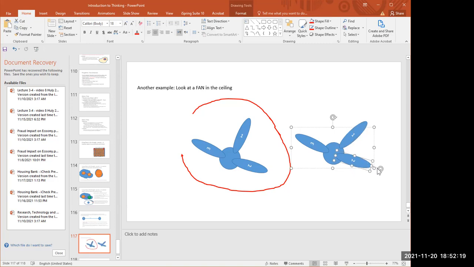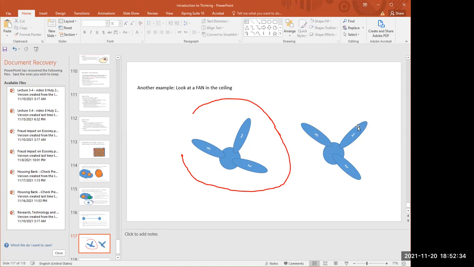And this 2 changed its position right here. And this 3, so I could see that. I could see 1 moving here, 2 moving here, moving 3 here.